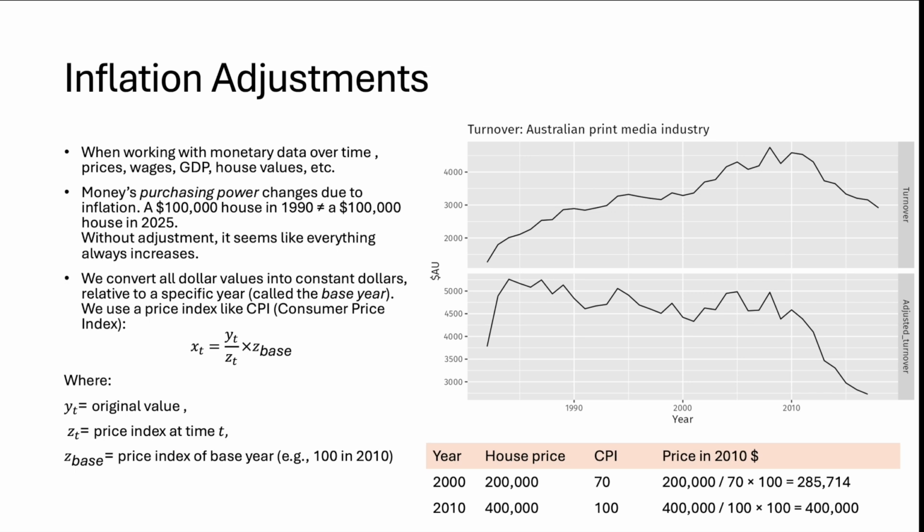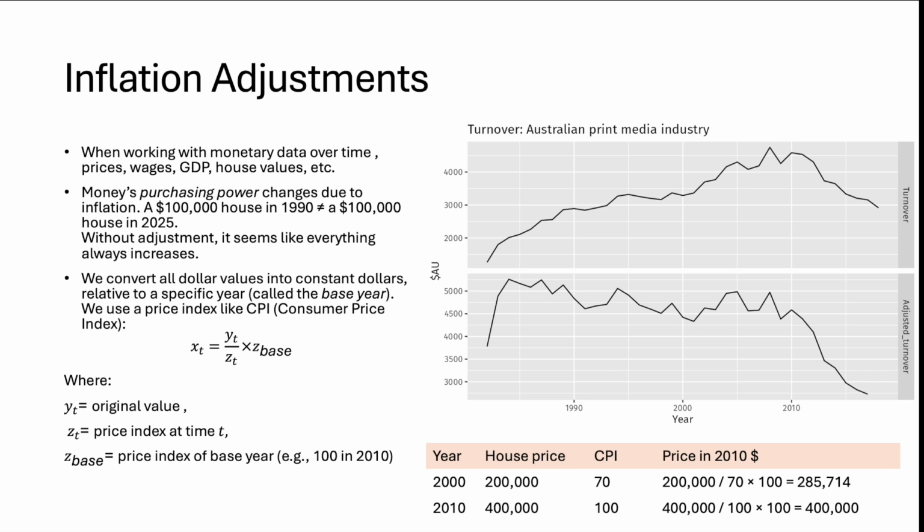So without this adjustment, it seems like everything always increases. So how to fix that? We convert all of the dollar values into constant dollars relative to a specific year. We call this specific year the base year, and we use a price index indicator. One of the indices is the CPI, which is the consumer price index, or the producer price index. It depends on what kind of data you're working with. But we just divide the original data by the price index at time t, and we multiply this by the price index of the base year. You choose the base year.